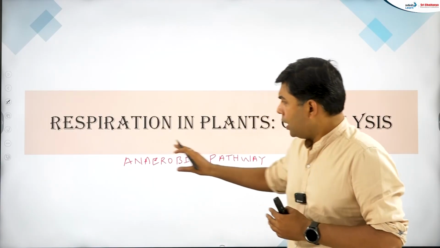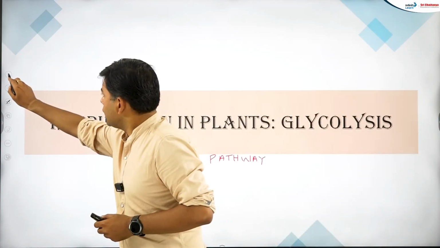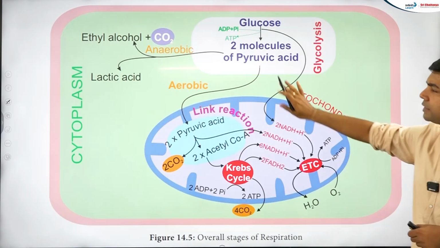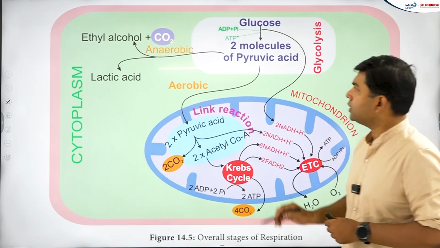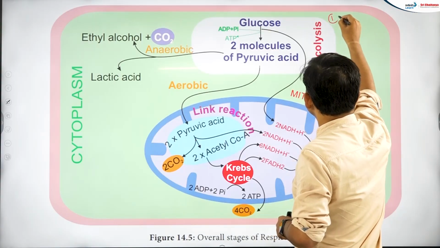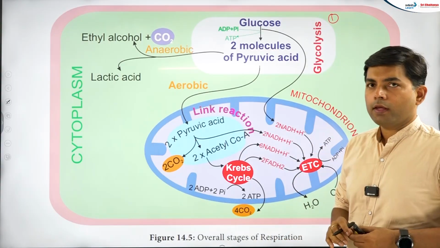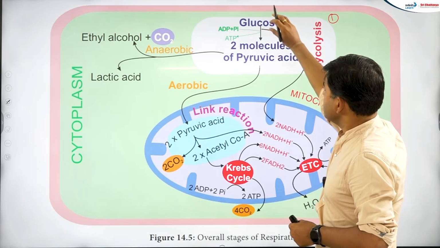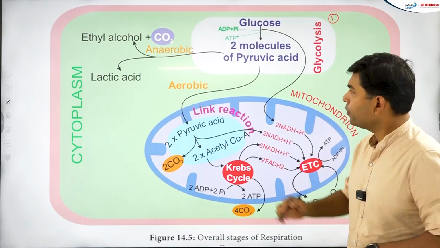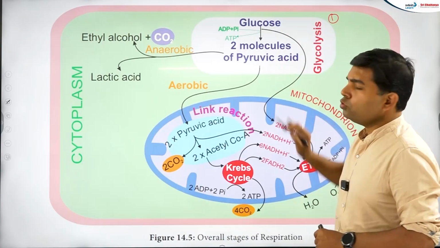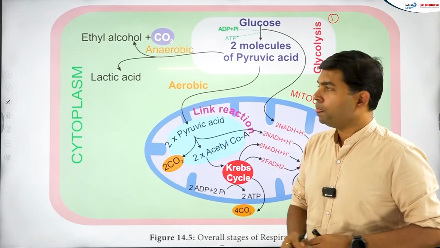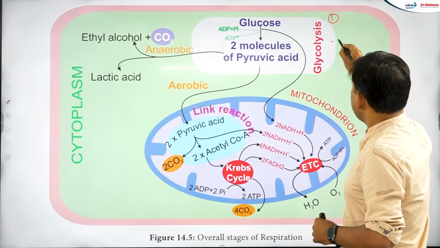So here, if I summarize, this is an overall summary of respiration. As you can see, the first step of respiration is glycolysis. In glycolysis, the respiratory substrate, which is shown here as glucose, gets converted into two molecules of pyruvate. Here no oxygen is required at all. So this is an anaerobic step.